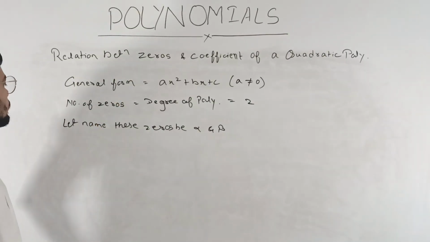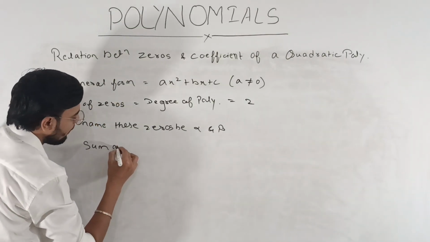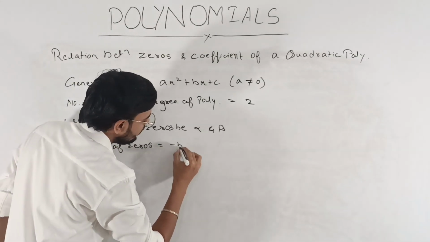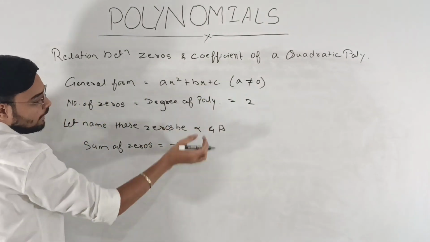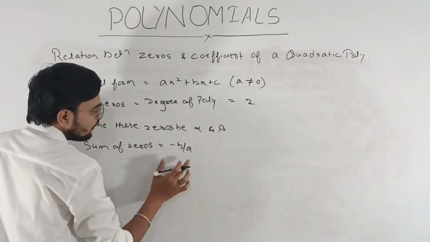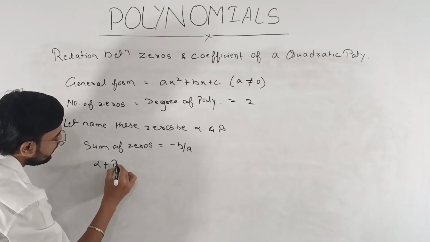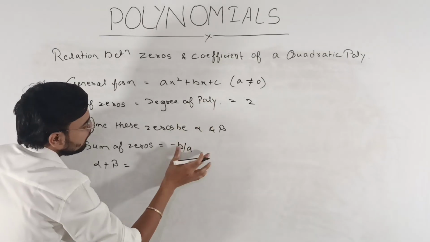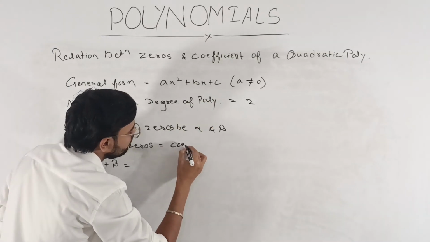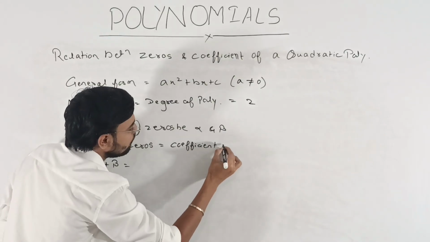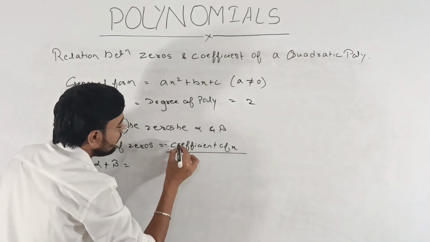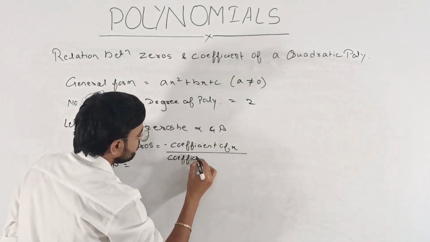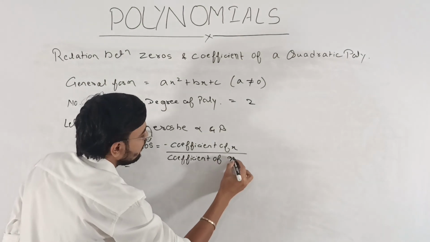Now what is the relation? The sum of zeros is equal to minus b upon a. b is the coefficient of x, and a is the coefficient of x square. The sum of zeros, alpha plus beta, is equal to minus b by a, that is, minus coefficient of x upon coefficient of x square.